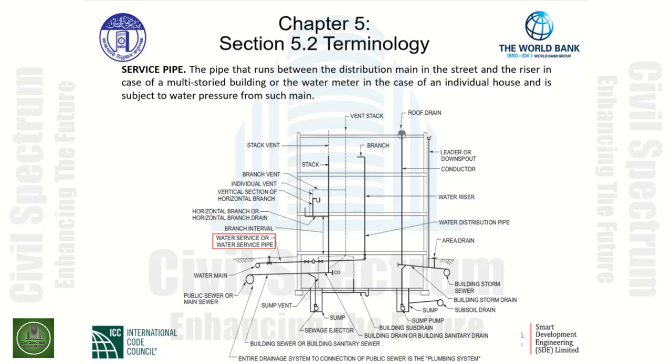Service pipe is specifically defined as the pipe that runs between the distribution main in the street and the riser, in case of multi-storied buildings, or the water meter, in the case of an individual house, and is subject to water pressure from such main. As can be seen in the graphic, water service or the water service pipe is located accordingly.